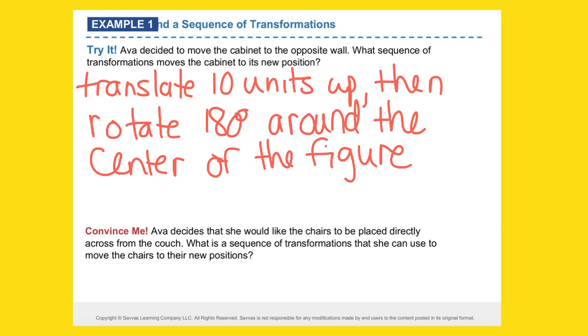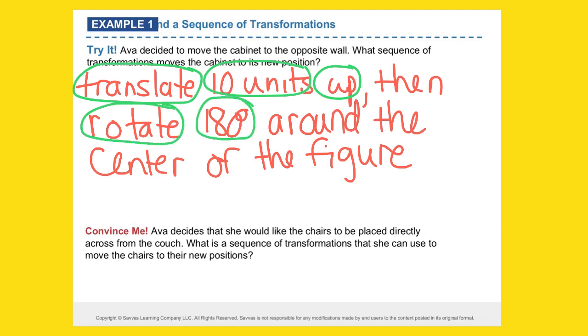Beyond that, there's a couple things that I'm going to look for. Did you tell me what I'm doing? How much and what direction? Did you tell me what you're doing? How much and what direction? And what was the center? On this one, I made the center of the cabinet, so then it would just rotate around its middle.